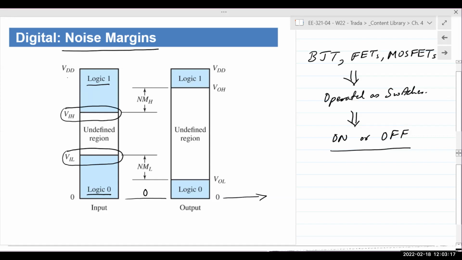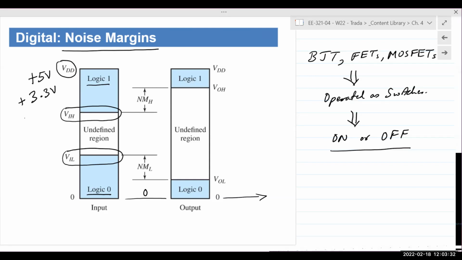Now VDD is typically 5 volts. In modern digital circuits, it's also 3.3 volts. So the lower the voltage, the less is the power requirement, and less is the heat that is being dissipated. Okay, so let's stick with 5 volts.